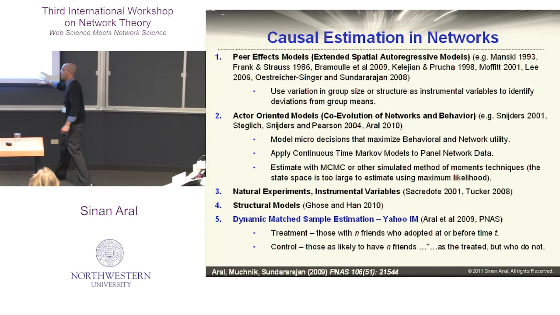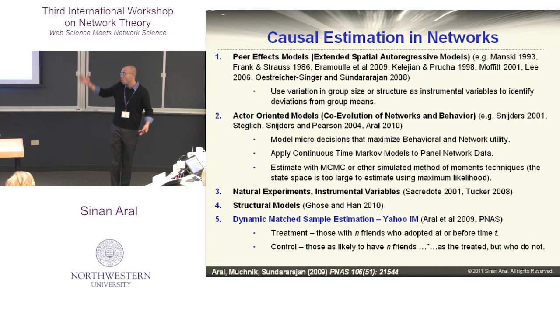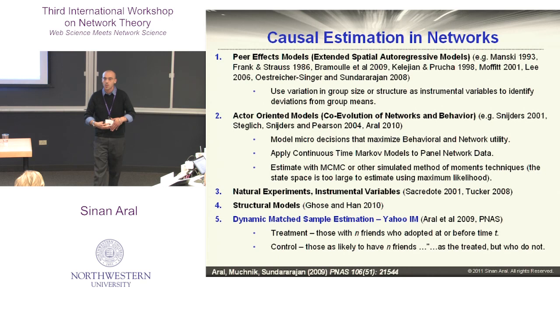Now, all of these methods use observational data and try to mimic exogenous variation, right? So what all of these methods are trying to do is mimic what you would achieve in a randomized trial, which is that the two people that you're examining are the same on all dimensions in expectation.